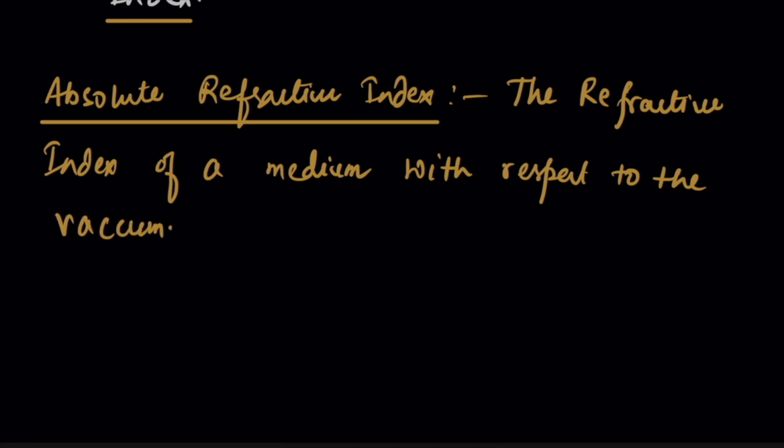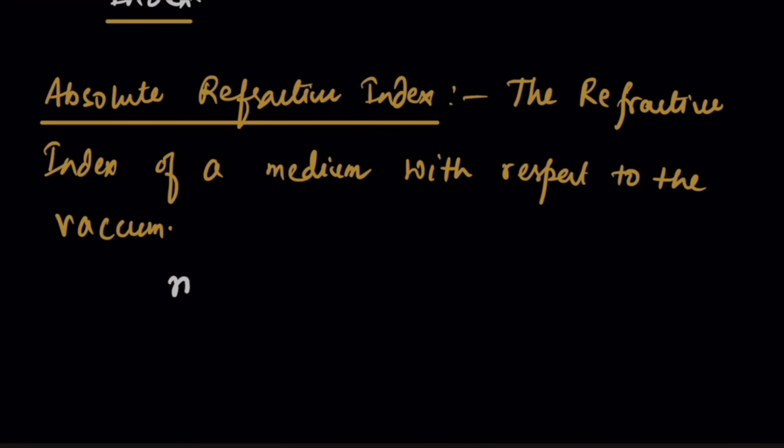It means that here one of the media is always vacuum. The other medium could be anything: glass, water, diamond, anything we can take. But one of the media is fixed, that is vacuum. So the value of that refractive index is considered as the absolute refractive index. This absolute refractive index can change when temperature changes, so it depends upon the temperature.